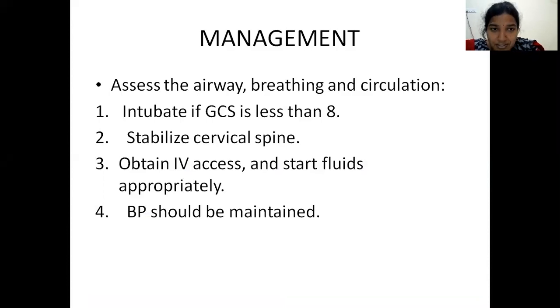So management. Assess the airway, breathing, and circulation. If there is any compromise of the respirations, then intubate the child. If the GCS is 5 or less than 5, we generally go for intubation, because less than 5 indicates coma. So we intubate the child irrespective of the respiratory status, and we stabilize the cervical spine, obtain IV access and start fluids appropriately.